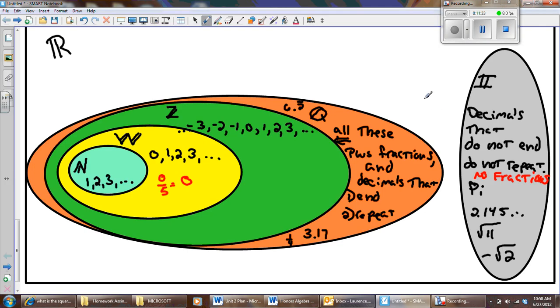Now altogether, these make up what we call the real numbers. The real number system. And like I mentioned yesterday, they call them the real numbers because there are things called imaginary numbers. We don't deal with imaginary numbers. I will mention them from time to time, but these are all the real number systems we deal with.